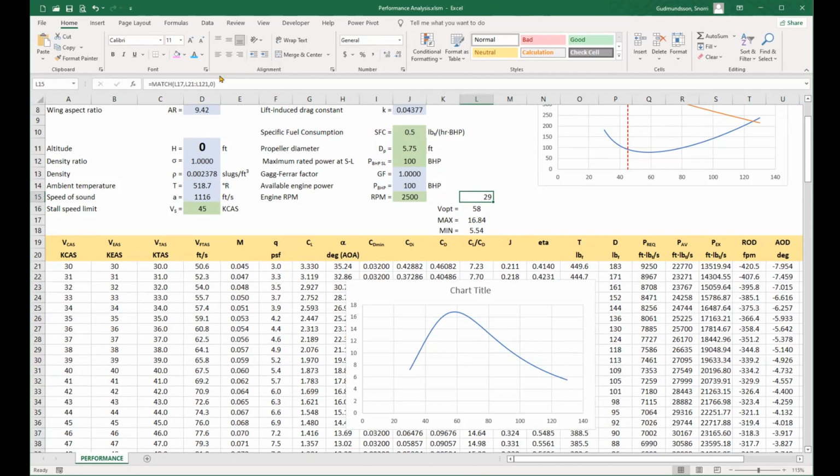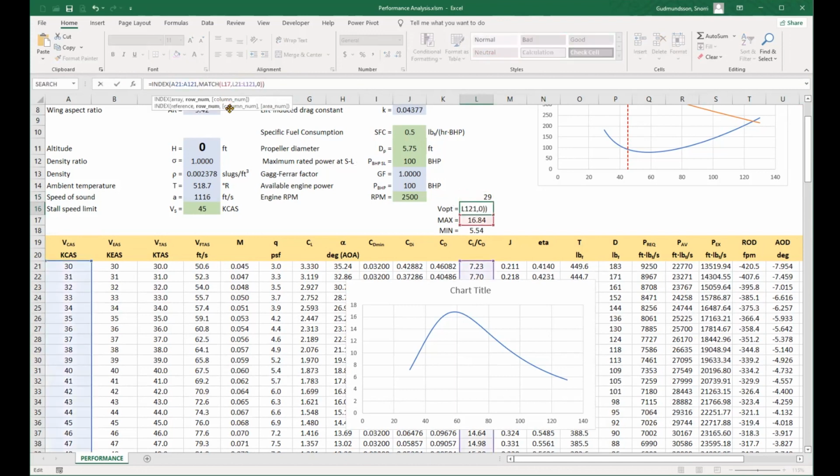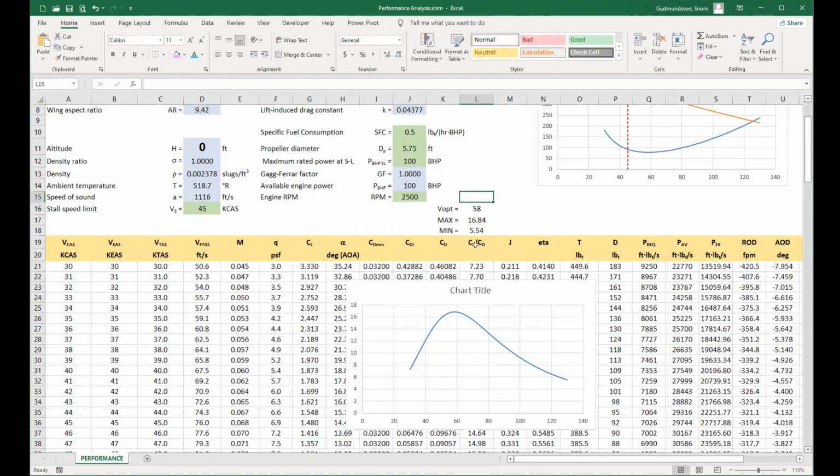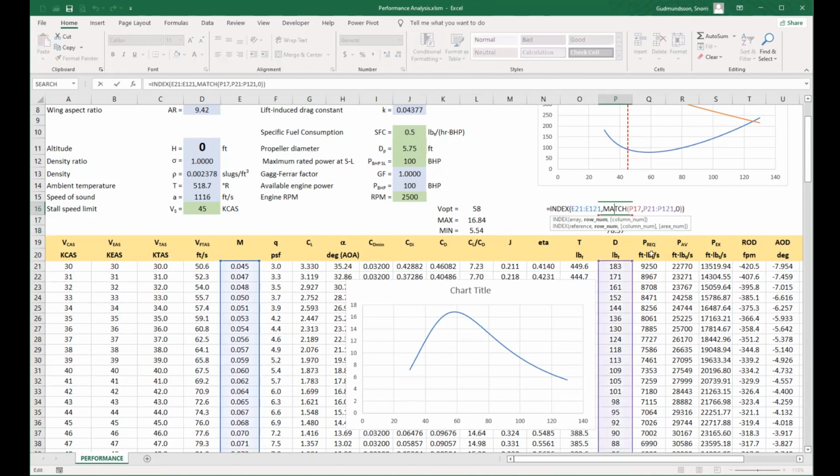To make this useful, let's copy the formula that returned 29 and paste it into the index function. Now, I will copy these 3 cells and paste them on top of the other columns. Even though we want the maximum value for most of them, there are some for which we are interested in the minimum. For instance, we are interested in the minimum drag and minimum power. We must adjust the formula for VUpt accordingly for those.